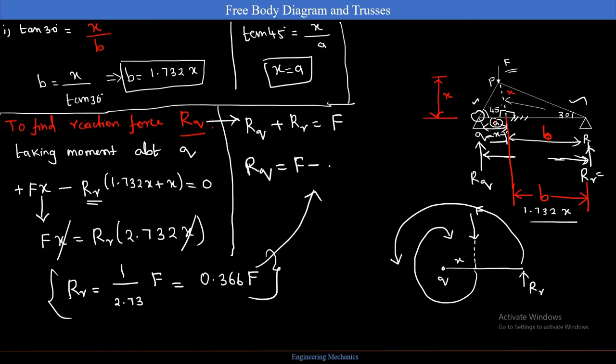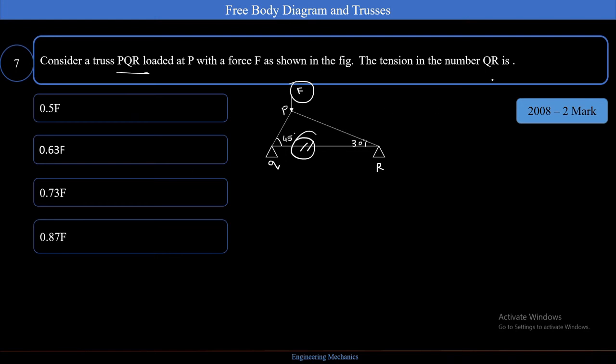RR is nothing but 0.366 F. So what is my RQ? Which is nothing but 0.634 F. This is my answer. Let's see the answer here. What is the question? The tension in the member QR. The tension in the member QR I need to find. Now I know what is my reaction force here and here.